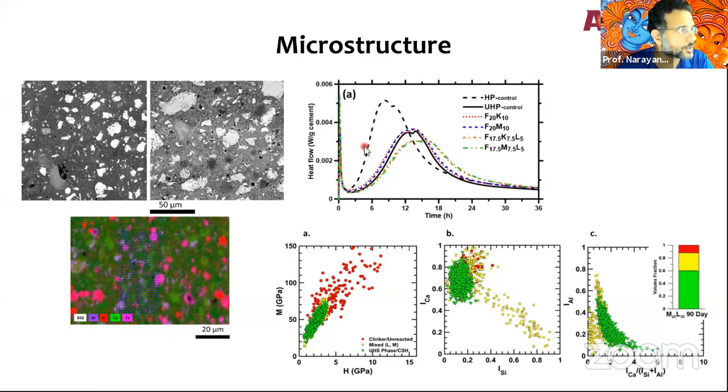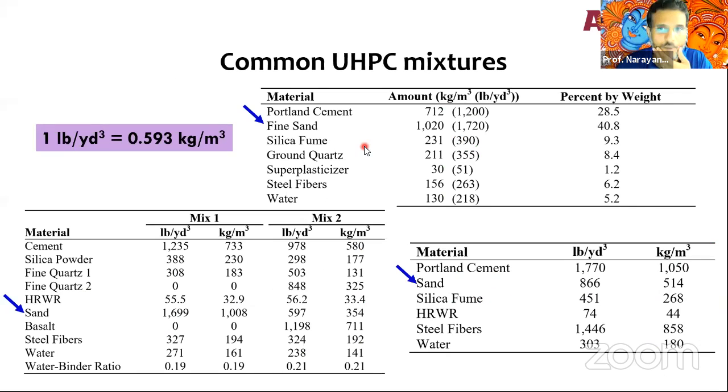Okay, so let's go to a few different common UHPC mixtures. This is what you see. Generally, cement, sand, silica fume, quartz, superplasticizer, steel fibers, water, pretty much the same thing everywhere. It's all sand, sand, sand. Nobody really uses coarse aggregates. I'll tell you a way to use coarse aggregates also.